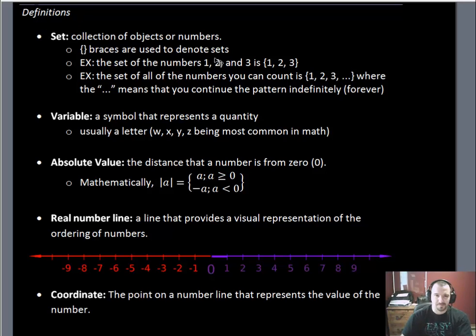Some definitions. So for instance, a set. A set is a collection of objects or numbers. I just call them things and stuff. But basically, think of a set as a box. And so you have a set of things here and you can count them and you can organize them and that sort of thing. And we denote a set by using a brace.